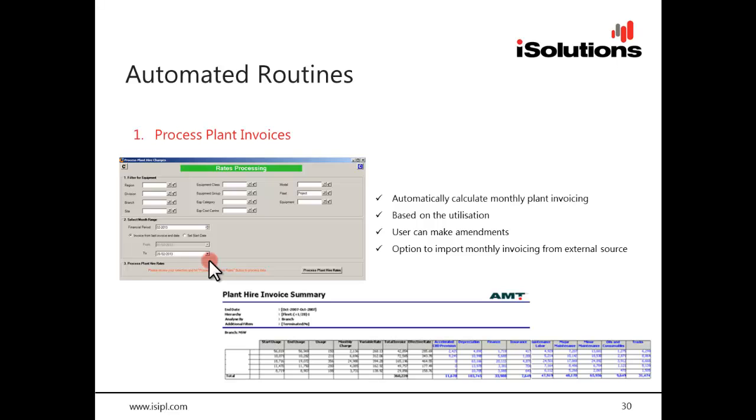You can either follow that approach, or you can actually import your invoicing from an external system. So if you're doing your invoicing for your equipment in an accounting system or another system, we can just import the net result. So that's the first point, is to get those invoices into AMT. You can either have AMT generate those invoices each month, or you can import those.